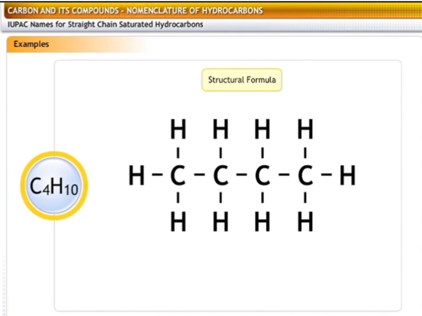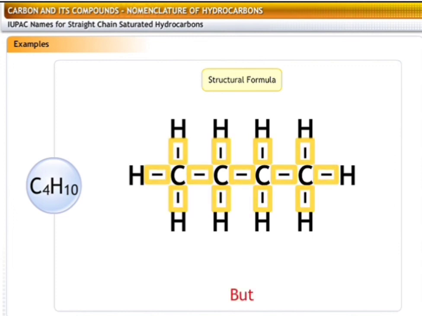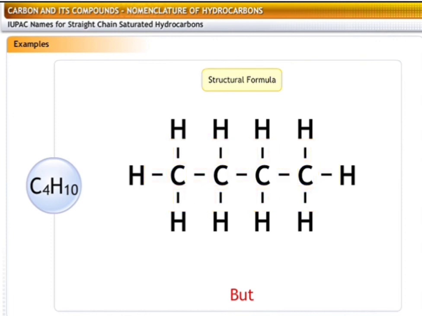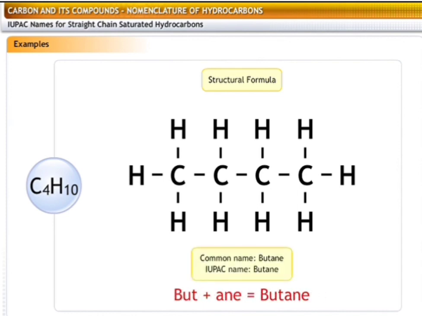The compound C4H10 has 4 carbon atoms, so its root is but. The carbon atoms are saturated, with each having 4 bonds attached to different atoms. Thus, it is an alkane. The IUPAC name butane is a combination of but and ane.